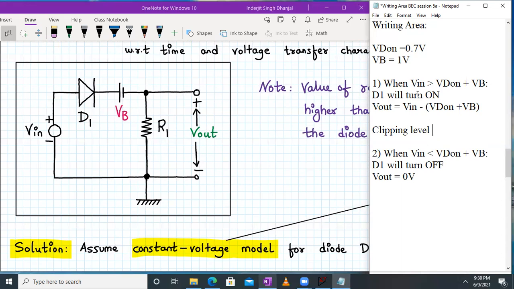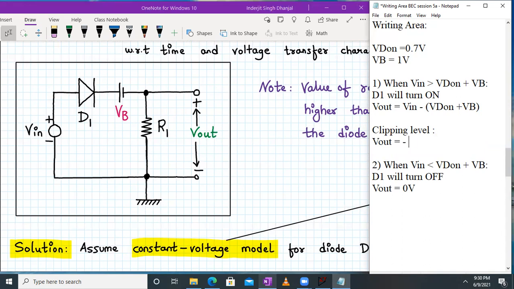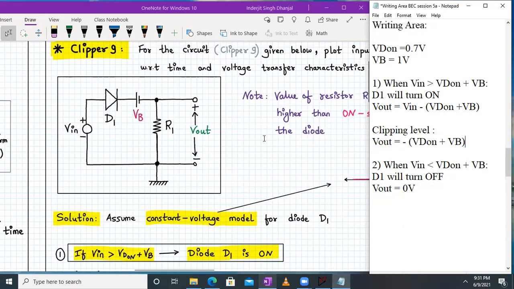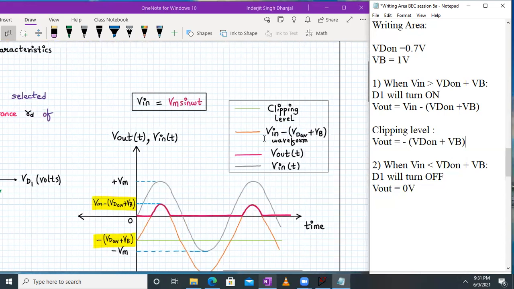You substitute V in equal to 0 in this equation. So what will be the clipping level? V out will be equal to minus of VD on plus VB. Okay, this will be the clipping level. So first of all, you should mark this clipping level whenever you attempt to draw the output waveform. Now let us see the output waveforms directly.